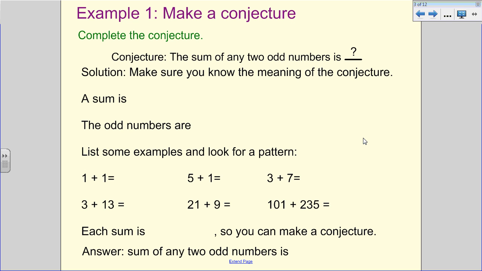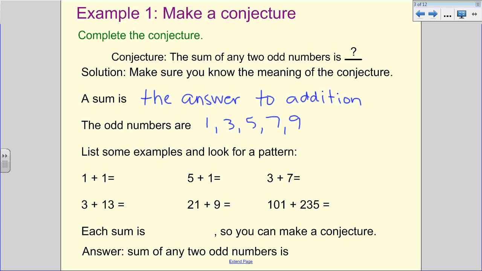All right, so let's take a look at how we make these conjectures. So we need to complete the conjecture. So our first conjecture is the sum of any two odd numbers is. We need to decide what that's going to be. So make sure we know the meaning of the conjecture. So a sum is the answer to addition. So that means we're going to be adding two odd numbers. And odd numbers are 1, 3, 5, 7, 9, or any number that ends in one of those 5 digits. So to make our conjecture, we're going to have some patterns that we look at.